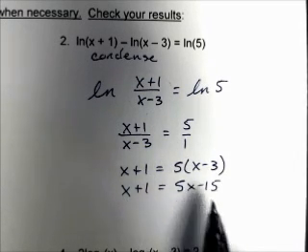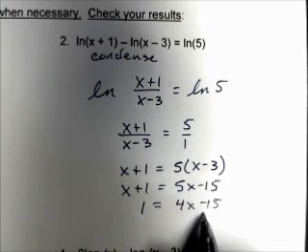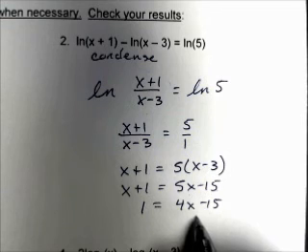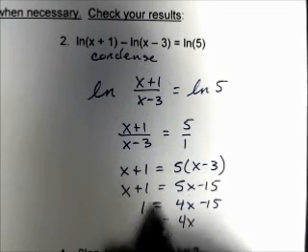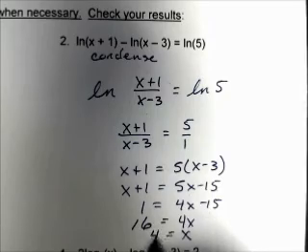So I'll subtract x from both sides and then add 15 to both sides. Not showing those steps. I'm sorry, 4x equals 16. And now finally dividing by 4, x equals 4.